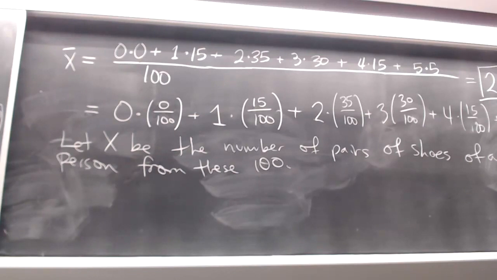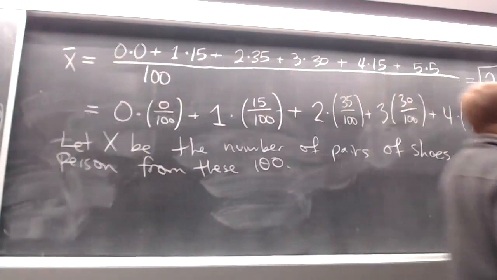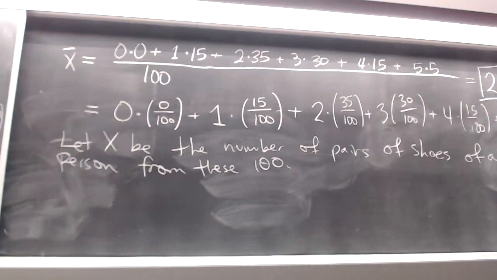Generally speaking, the expected value of a random variable is computed by going through all the possible values, taking that value times the probability that x equals that value, and adding it up over all possibilities. So that's how you compute an expected value. It's very closely related to an average, but it's not quite the same thing. Let me now give you a proper definition of this.